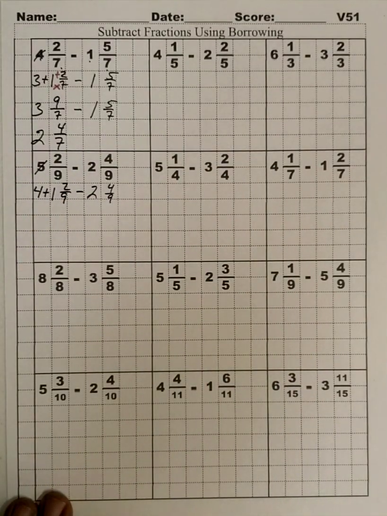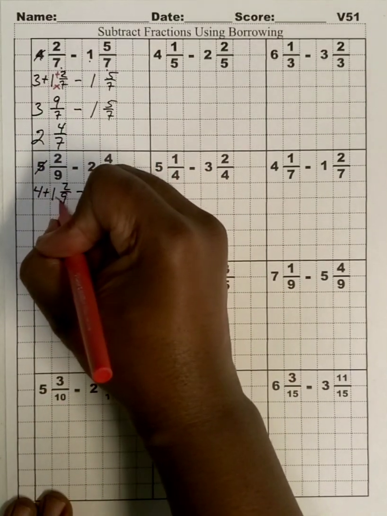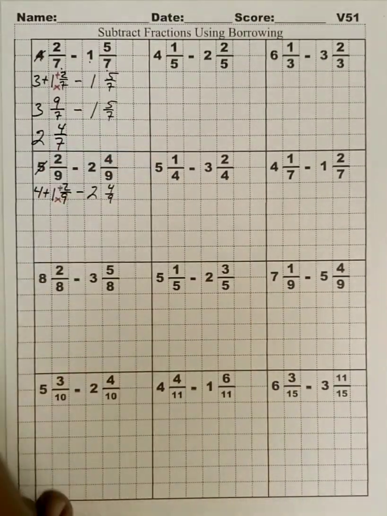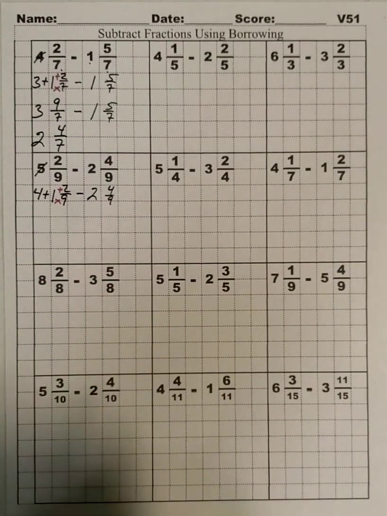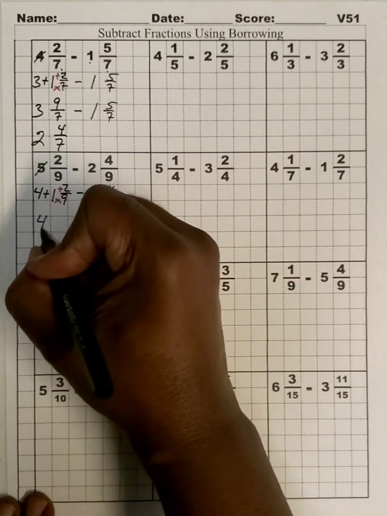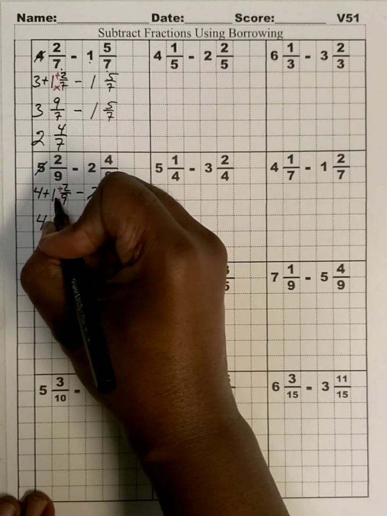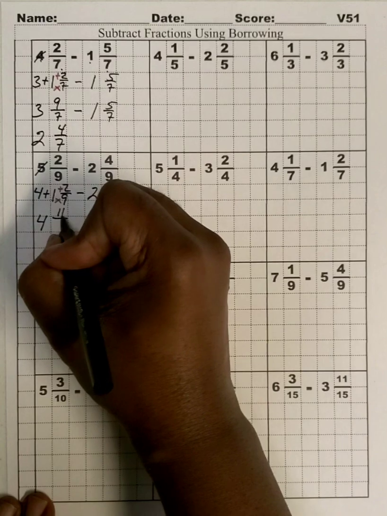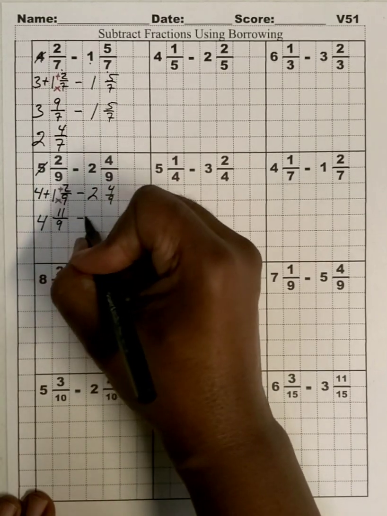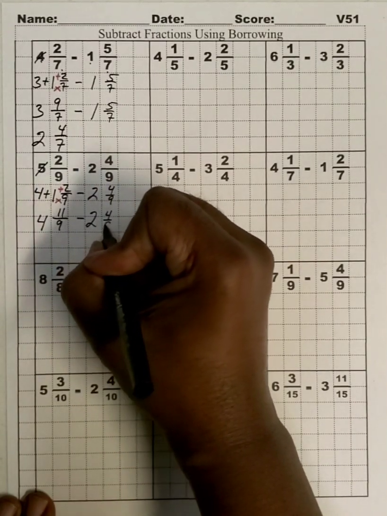Now we're going to take the 1 that we borrowed and we're going to multiply and add. Okay, so let's get ready for that. So this will be a 4. 9 times 1 is 9, plus 2 more makes 11. So that's 11 over 9 now, minus 2 and 4 over 9.